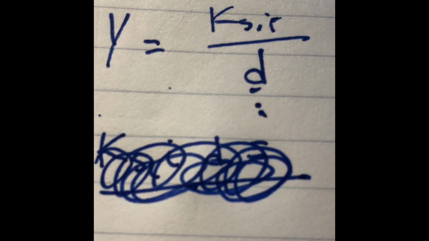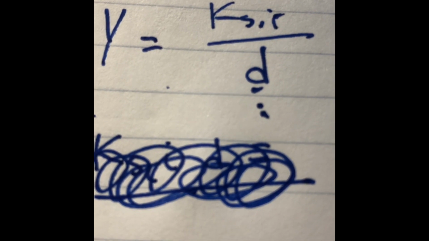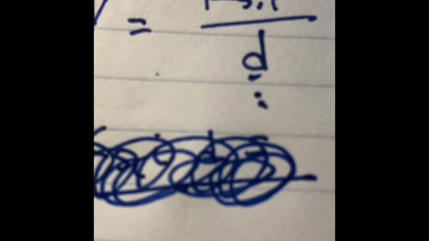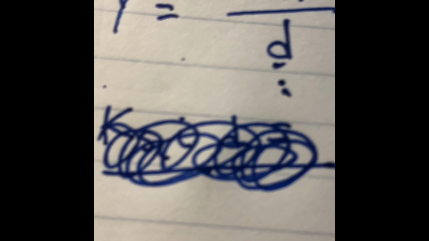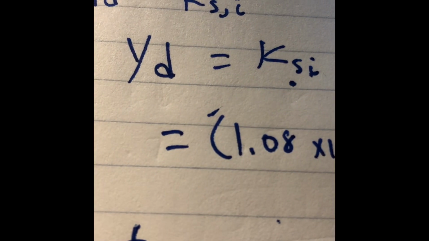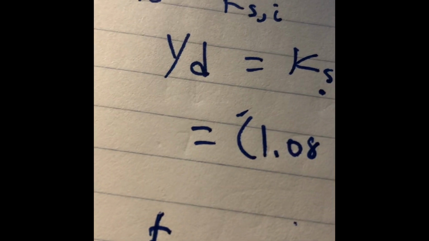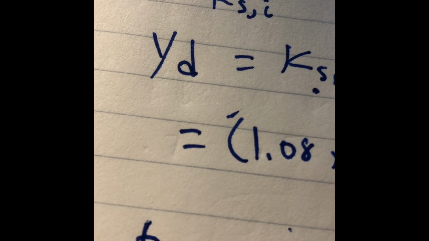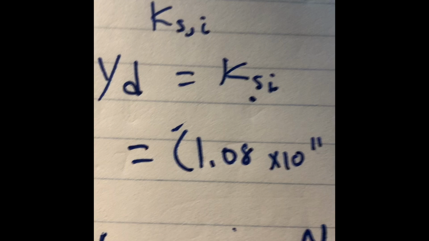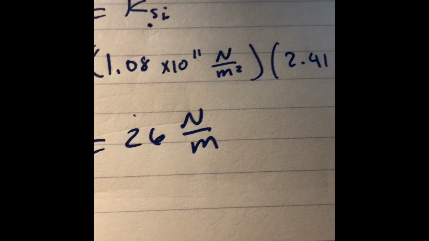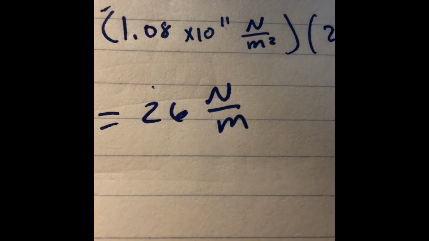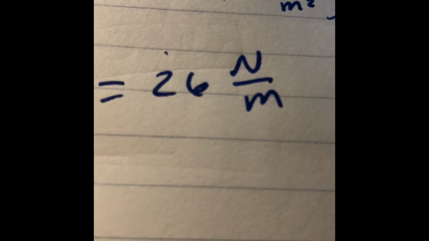We know that Young's modulus equals the interatomic stiffness divided by the diameter of the atom, which we found in the previous section. So if we use some simple algebra, we get that Young's modulus times the diameter of the atom equals the interatomic stiffness, and we are told the value of Young's modulus. So if we just plug in both of these values, we get about 26 Newtons per meter.